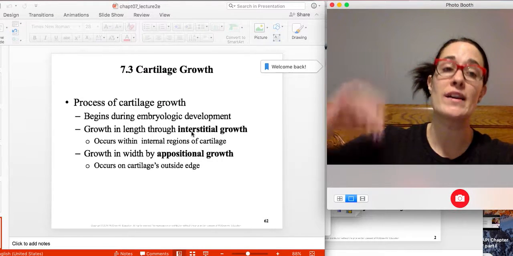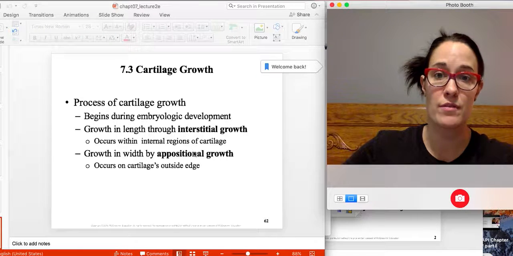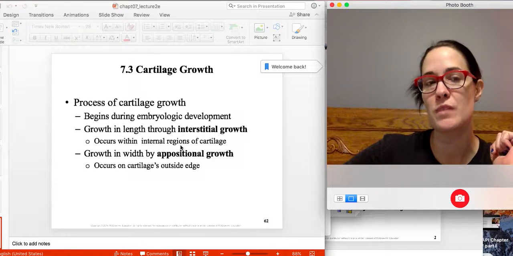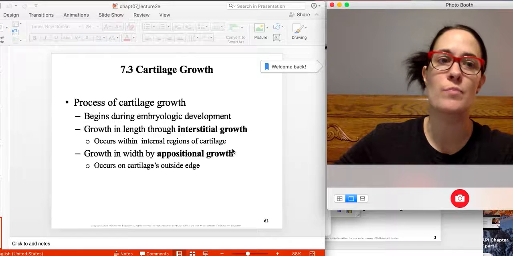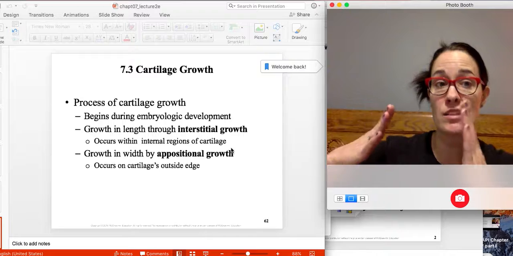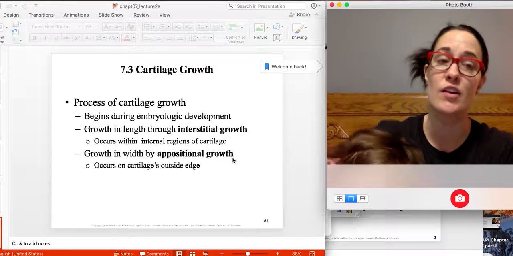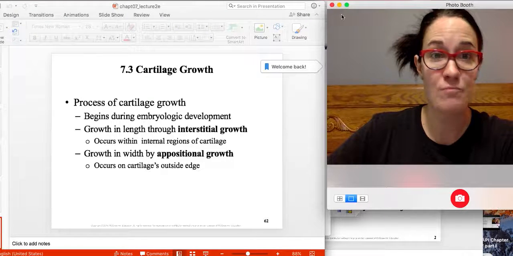The lengthwise growth of the bones is called interstitial growth, and it occurs at those areas, those cartilage plates. The other type of bone growth that goes throughout an individual's lifetime is called appositional growth. That's the width-wise growth of bone, and it occurs at the cartilage's outer side. And that is the end of part 3.